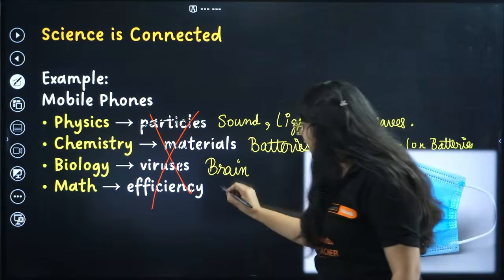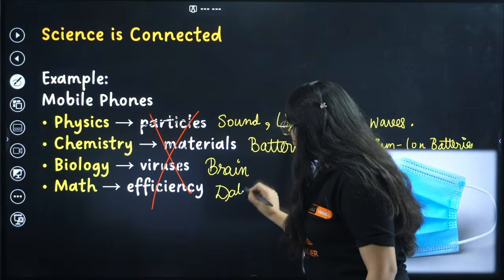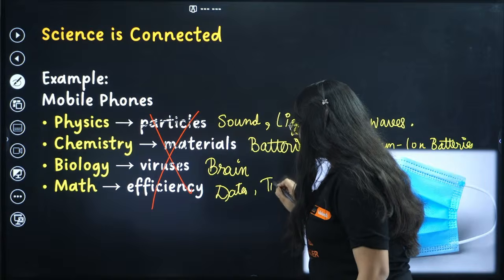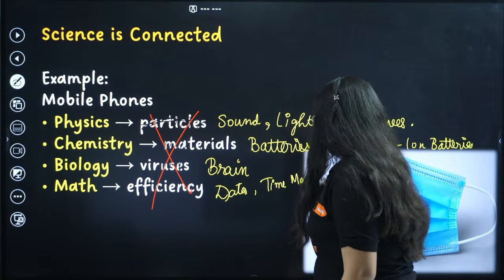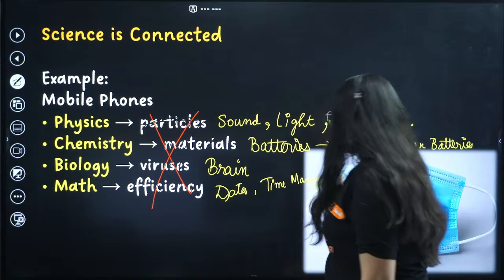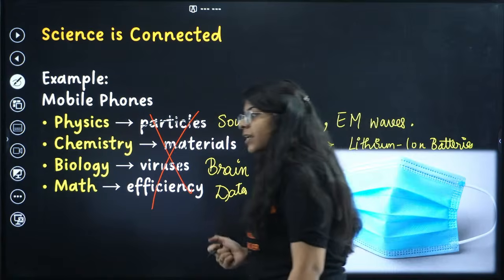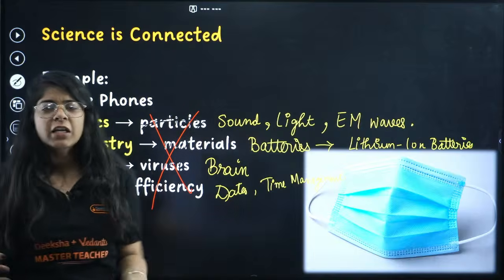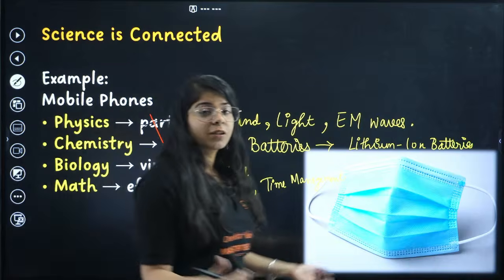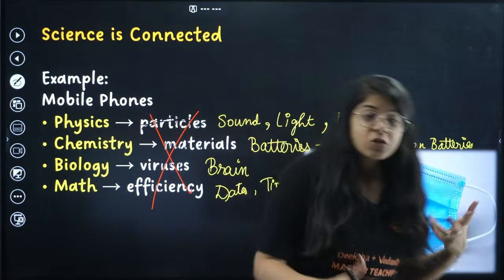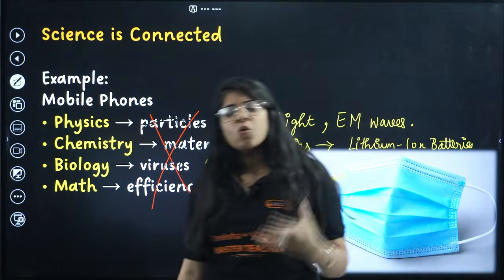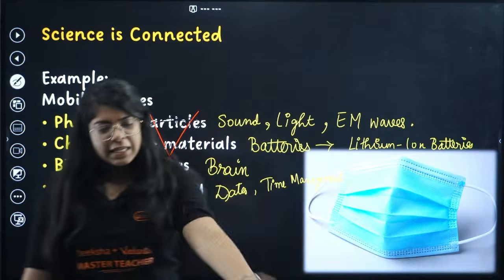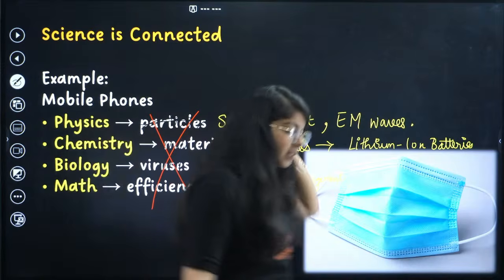All the data that it collects shows your time management, because there are so many devices in your mobile that actually collect that data and do some mathematics on it, and it shows you how much time you used, how much time you scrolled those reels, right? So this whole science is connected, beta. Anything you take out, everything is connected.